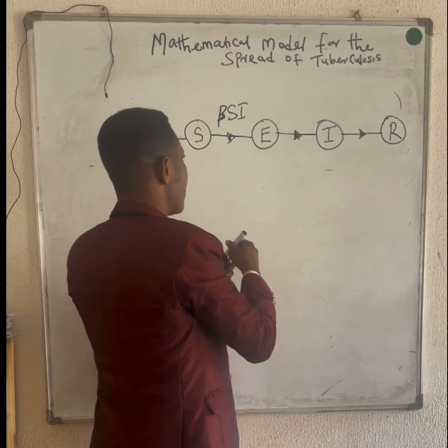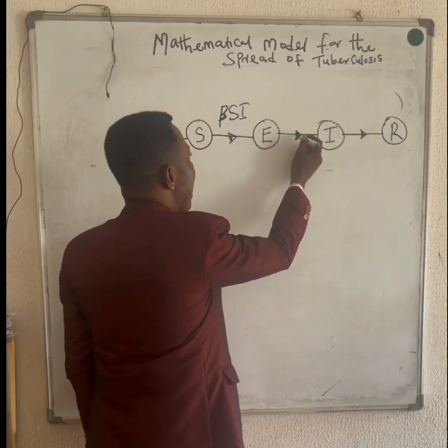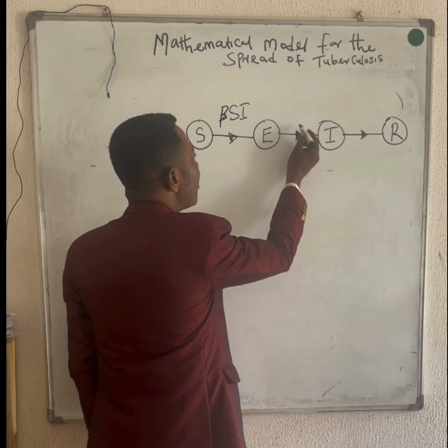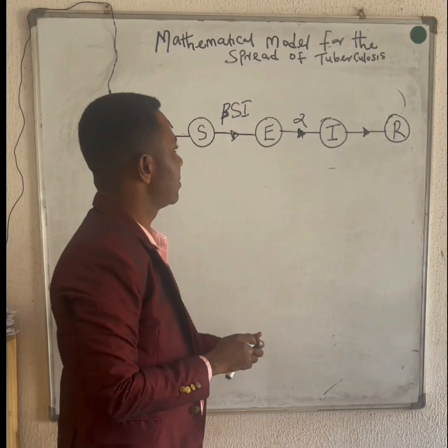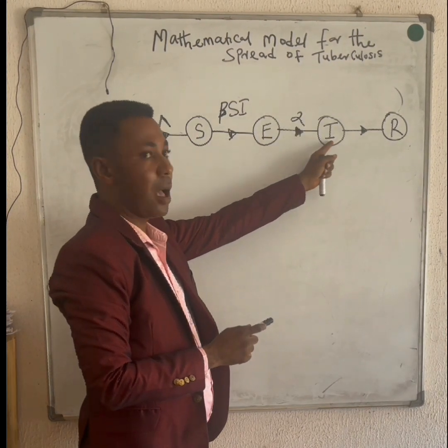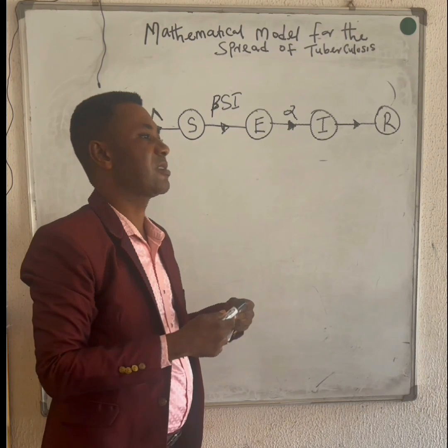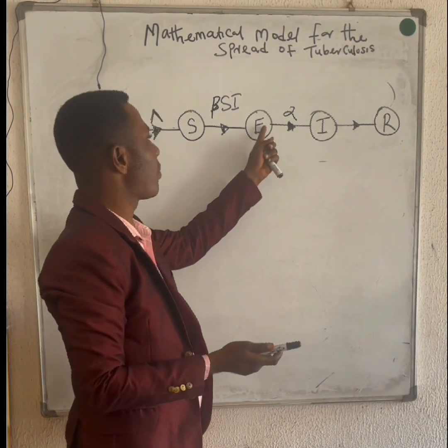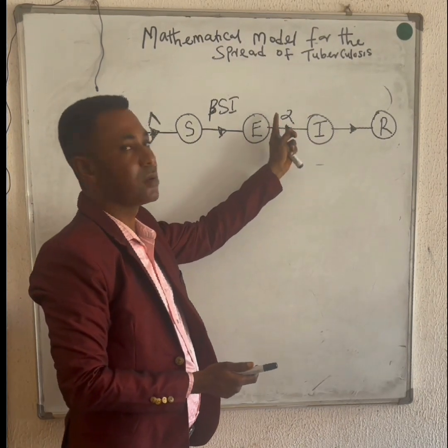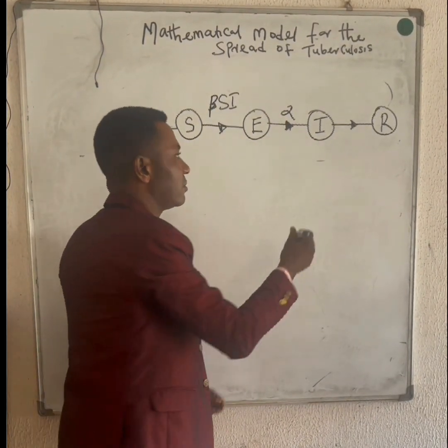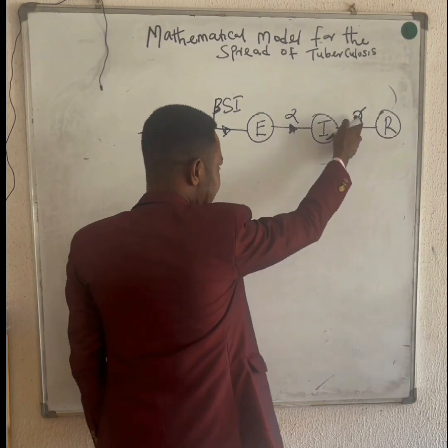Now, the exposed. Before you know it, they'll be exposed. Now, we assume that the exposed are fully infected at the rate of, let me use alpha. They are infected at the rate of what? Alpha. That is, after some time, when the signs start showing, those that are exposed to tuberculosis will become fully infectious at the rate of alpha. And now, they can recover at the rate of what? At the rate of gamma.